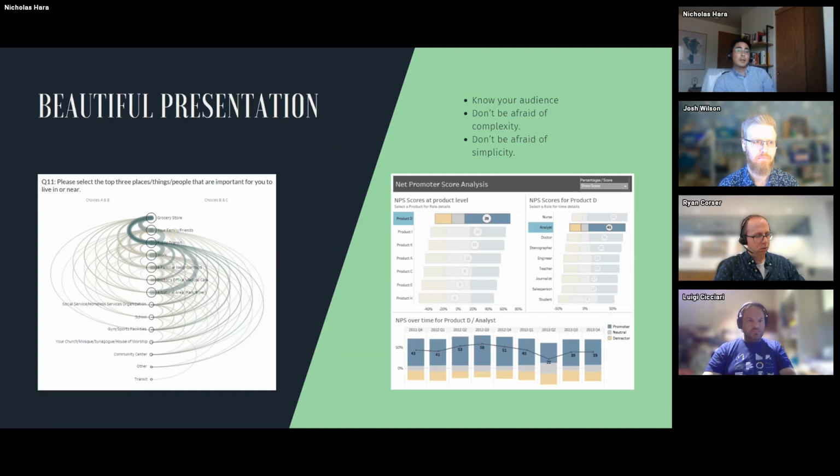It also offers the ability for us to do some really beautiful presentations. Josh will probably recognize the one on the left. This is looking at the top 3 places and things that people feel are important for them to live in or near. The live visualization allows you to select A, B, and C, and you can sort of see how respondents felt about these things. I personally think it looks really cool, but also, as I mentioned, it can be very hard to understand. And so there's going to be a real balance in that.